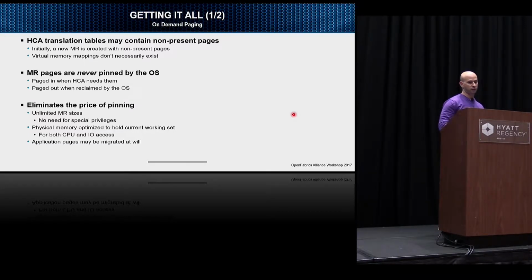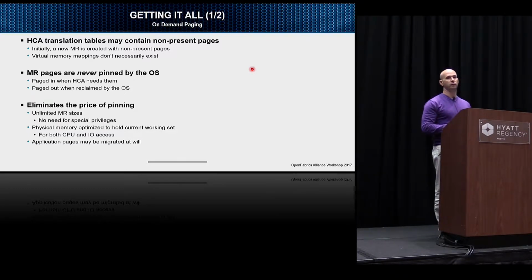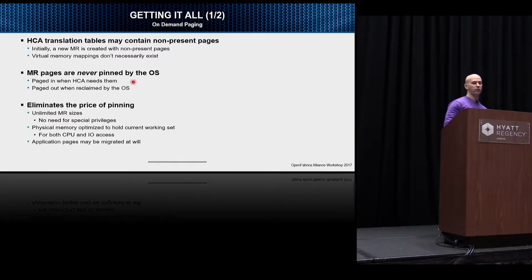So the first is the notion of demand paging itself. And the idea is that we allow the translation tables of the memory regions to contain non-present entries. So by doing that, we have memory regions that are actually never pinned by the operating system. Pages are paged in when the HCA needs them, and they're paged out when they're reclaimed by the operating system. And this basically eliminates the price of pinning, because now that we don't have any pinning, the virtual memory system can do whatever it wants.